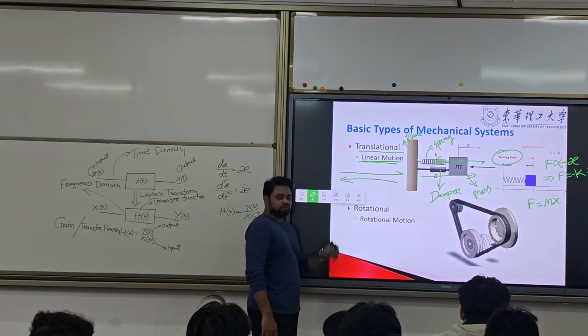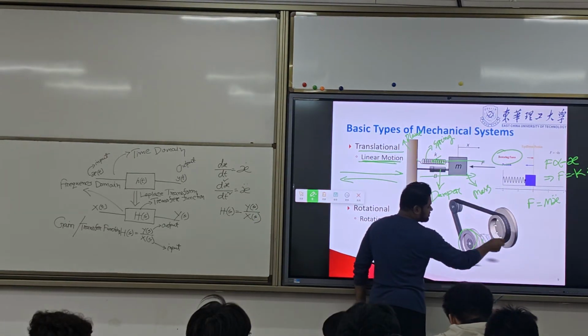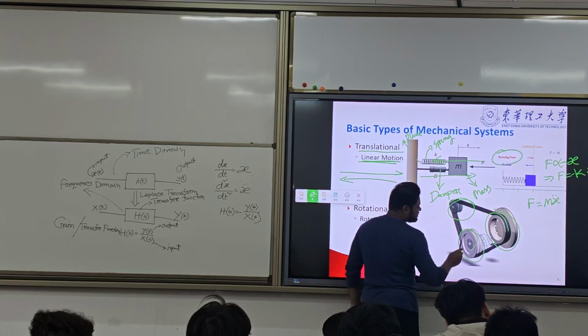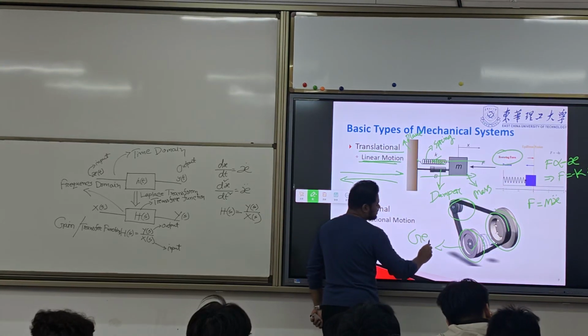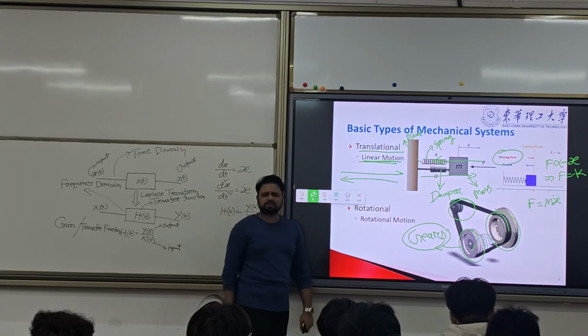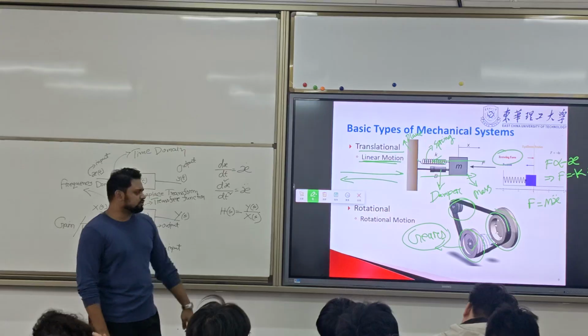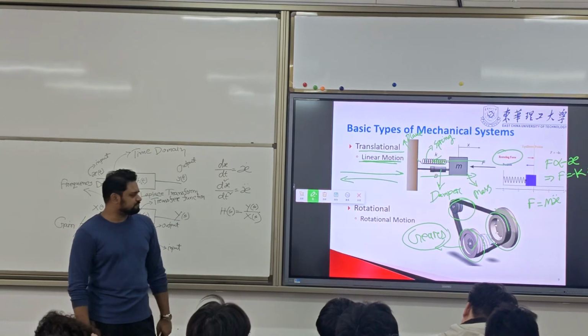So this is the linear motion, and there is another one, called the circular motion. Circular motion is this. These are the gears, mechanical gears. Different types of gears are available. We will talk about the gears in the next class.